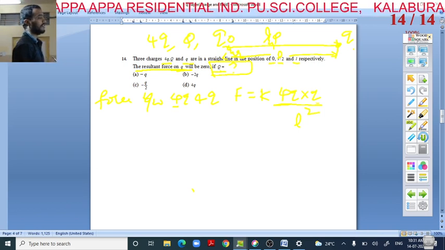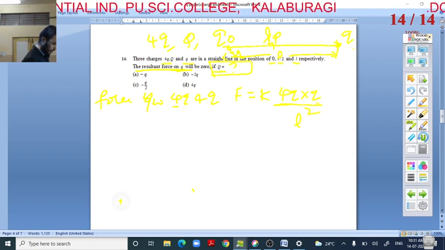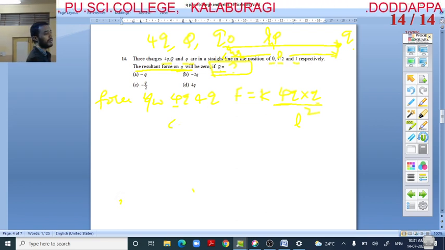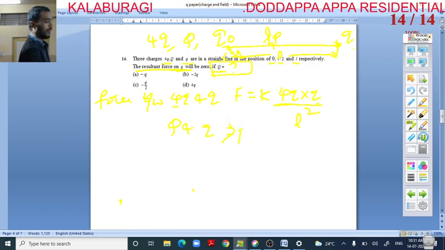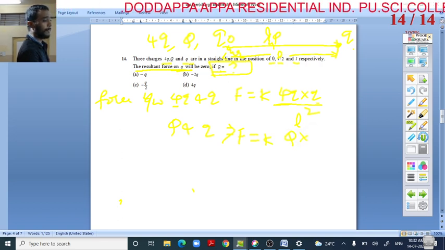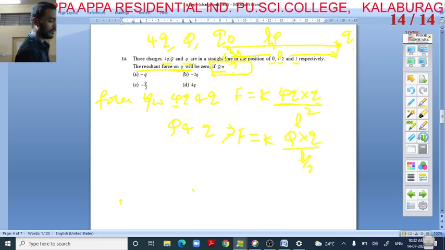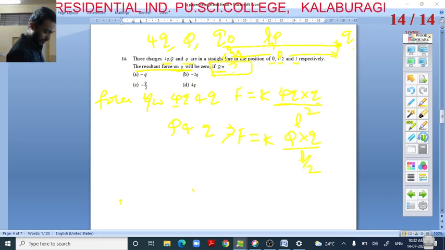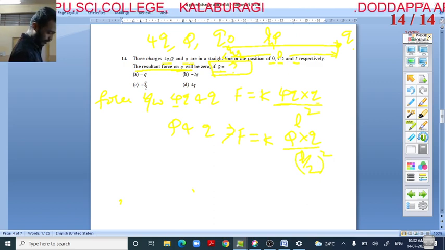Next, similarly, between the other two charges I will write the force between Q and small q. F is equal to Q divided by L by 2 whole square.